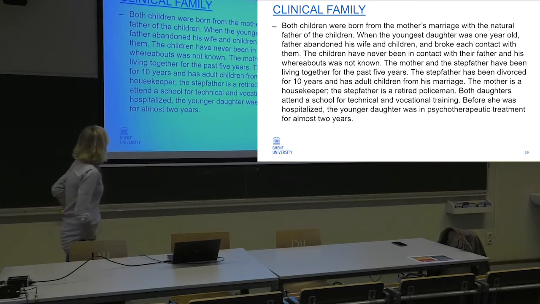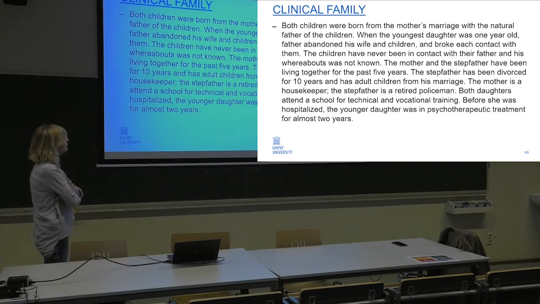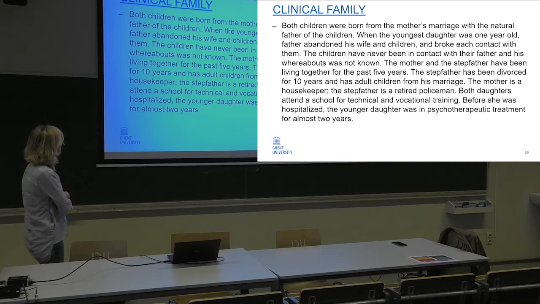A bit of context from this family. Both children were born from the mother's marriage with the natural father of the children. When the youngest daughter was 1 year old, the father abandoned his wife and children, and broke each contact with them.